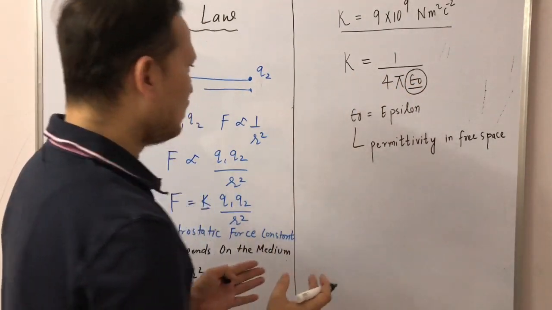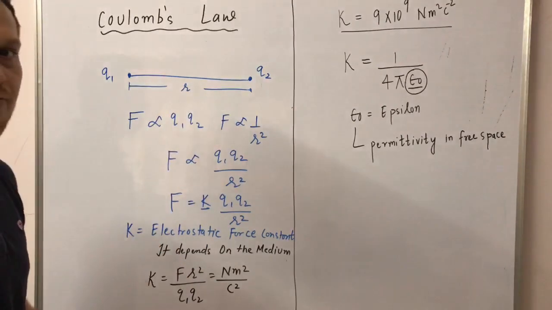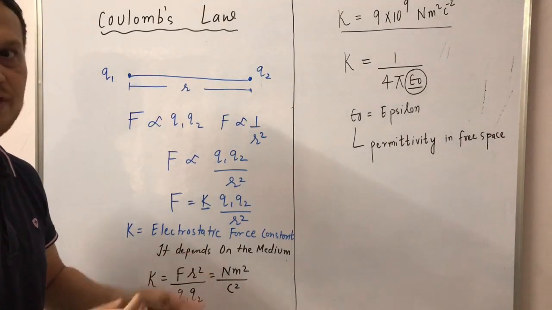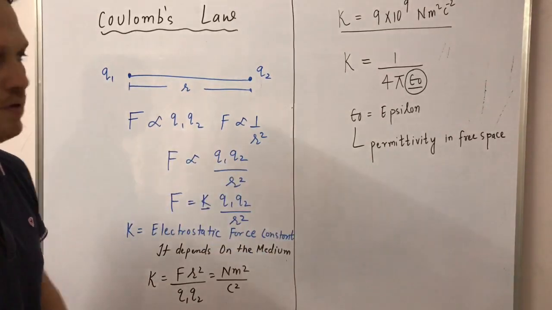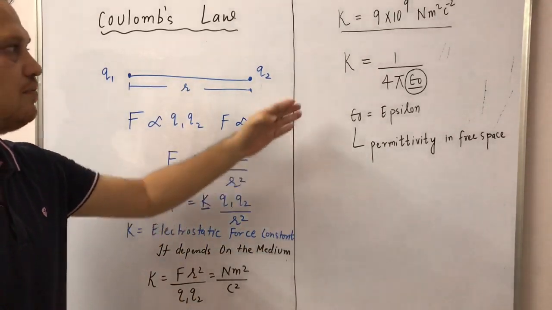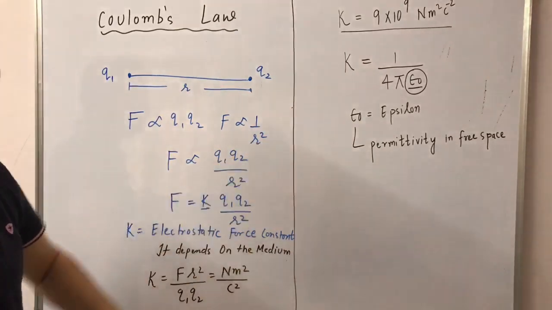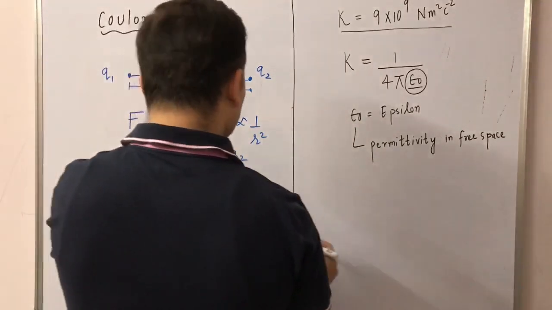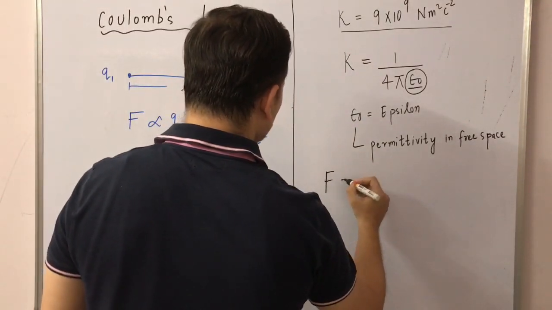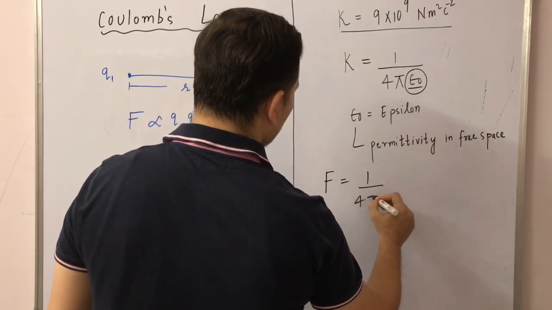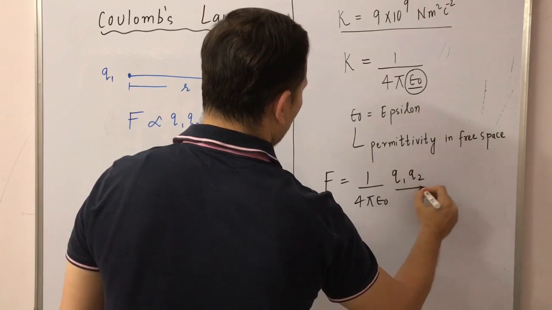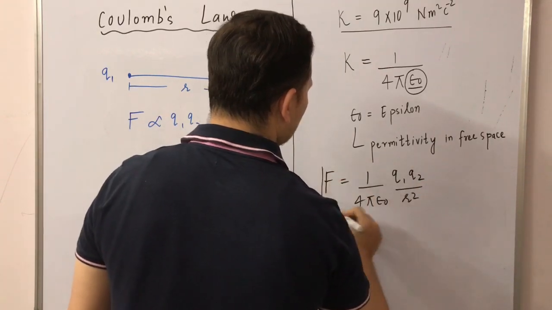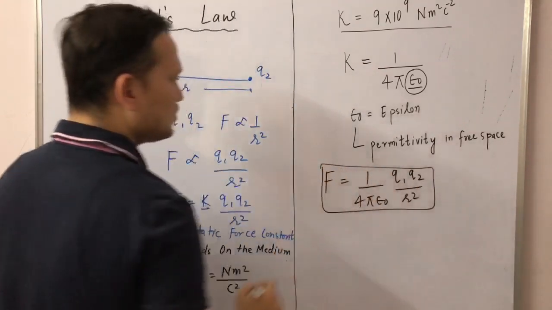So what does it mean? What we have found, Coulomb's law, is actually in vacuum. When you change the medium, the value of K will also change. Combining all this, we get Coulomb's law, that is F equals 1 upon 4 pi epsilon naught Q1 Q2 upon R square. So this is our Coulomb's law.